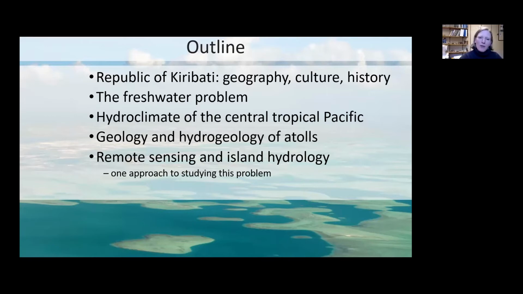And then we'll have to talk about the hydroclimate of that part of the world. And we'll talk about geology and hydrogeology of coral atolls, and then a little bit about what we can learn from remote sensing for island hydrology. So you'll get a lot of information today that is just kind of general about geology and hydrogeology, but specific to the Republic of Kiribati.